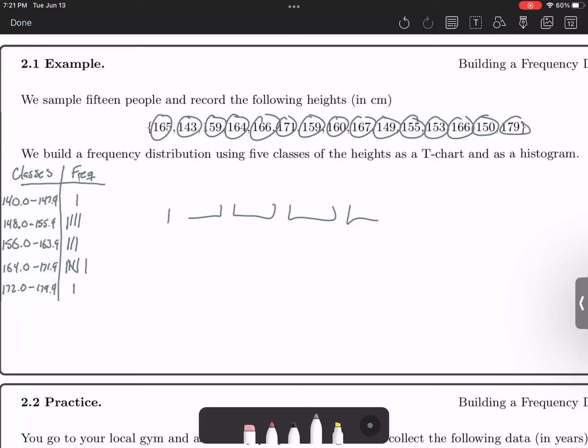So let's double count. We should have 15 heights here. 1, 2, 3, 4, 5, 6, 7, 8, 9, 10, 11, 12, 13, 14, 15. Right, so we got all of our heights. That's a frequency distribution. Let's also represent that frequency distribution as a histogram.